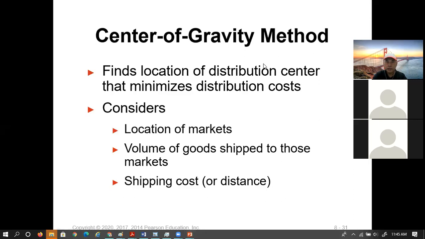Another method is using the center of gravity method. Have you heard about this one? Center of gravity. If we have many locations, then where is the center of gravity? If we have locations based on a map, then we can select where the center of gravity is. The center of gravity is the best location that we want to select.